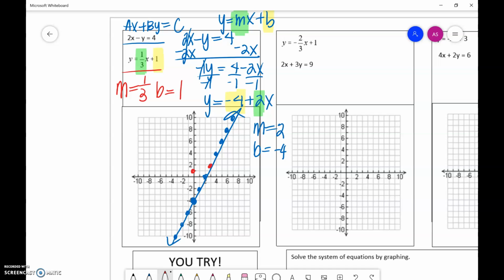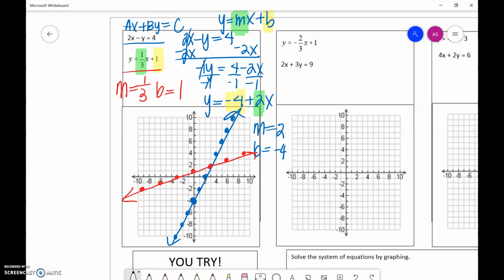Notice right there we have an intersection point. I'm going to talk about that in a second, but I'm going to keep doing my graph. So up 1 over 3, then down 1 over 3 for this side. Then I connect my dots, and that's my graph. As you see, this is the same graphing that we've been doing. The only difference is that you have two graphs.